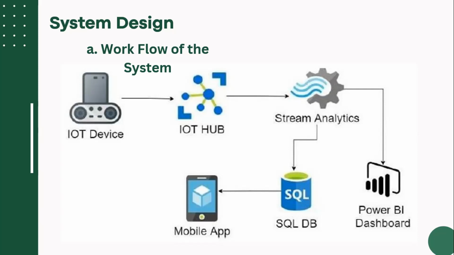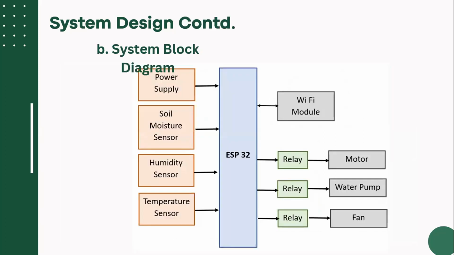So next, let's move to the system block diagram. Here, as you can see, we have the ESP32 as the central microprocessor, and the power supply is connected. Especially with regard to the power supply, we are planning to power this unit using solar panels, with the aim of utilizing the concept of sustainable energy. And also here you can see the three sensors connected to the ESP32: the soil moisture sensor, humidity sensor, and the temperature sensor.